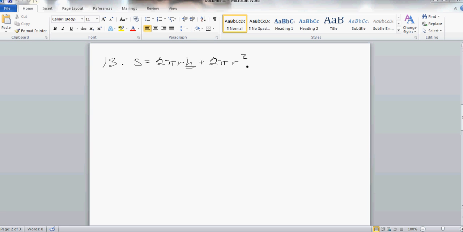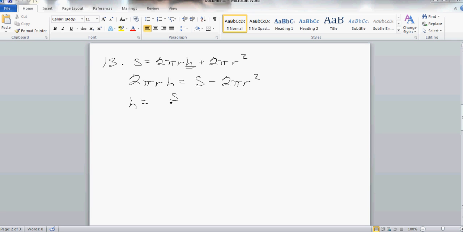Well, the first thing that has to happen is we have to subtract this out. So subtracting this from both sides, we get 2 pi r h equals s minus 2 pi r squared. Then we need to divide by 2 pi r everywhere. So we divide everything through by 2 pi r, and this becomes an h.